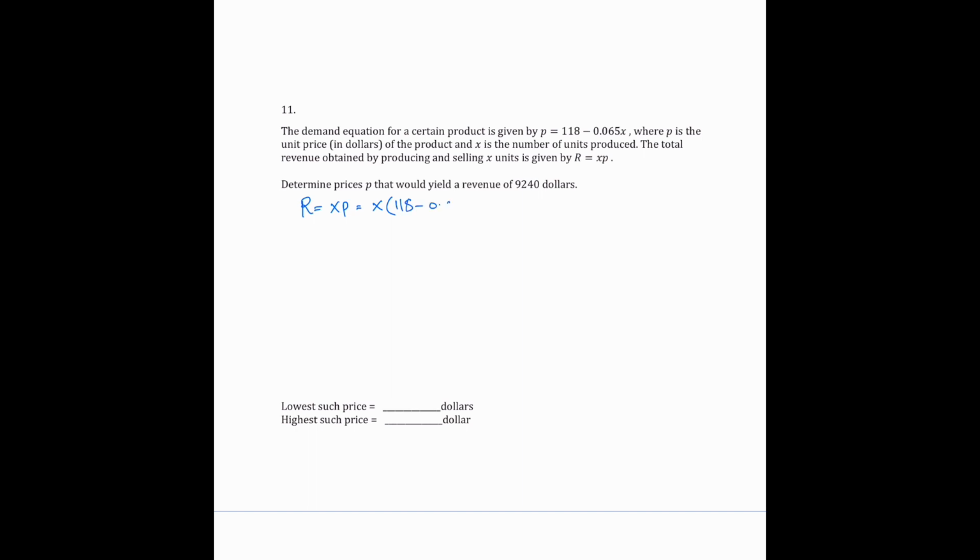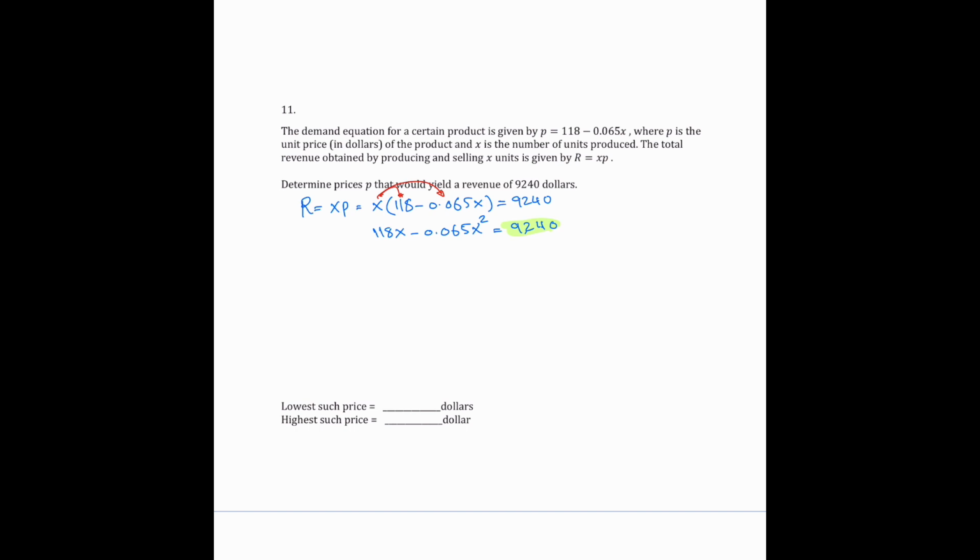So we know that the revenue is equal to X times P, which is equal to X times 118 minus 0.065X. And we need the revenue to be 9,240. So now the first step is to distribute the x inside. We will get 118x minus 0.065x squared equals 9,240.